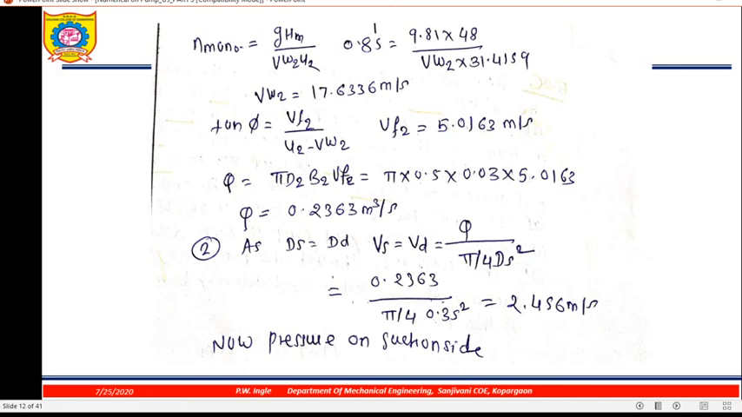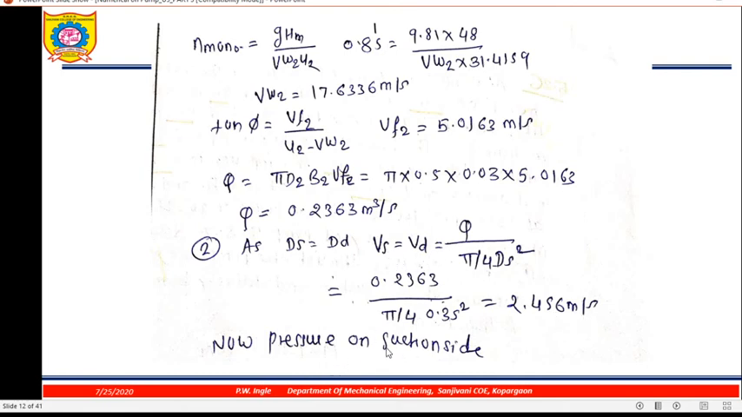Okay. Now next. Vs equal to Vd equal to Q upon pi by 4 d square, because Q equal to area into velocity. Okay, so we'll get the answer for Vs velocity. It is 2.456 meter per second.